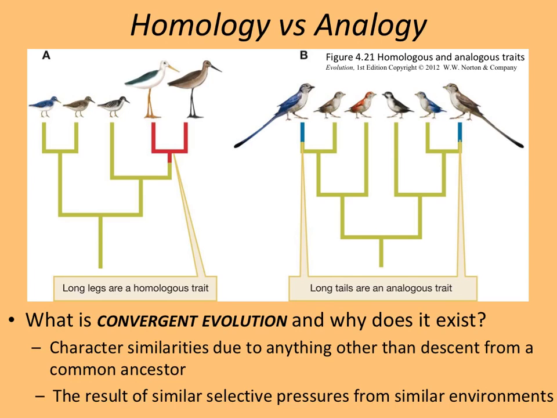So if you look on the left, a lot of those sandpipers have short legs, but there was one change right there. And then that lineage split into two, but the most recent ancestor for both had long legs. That's descent from a common ancestor.